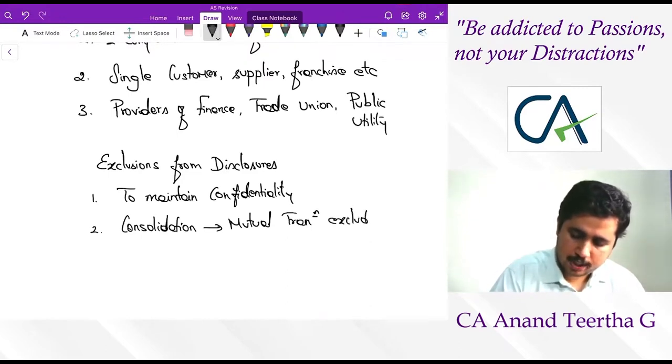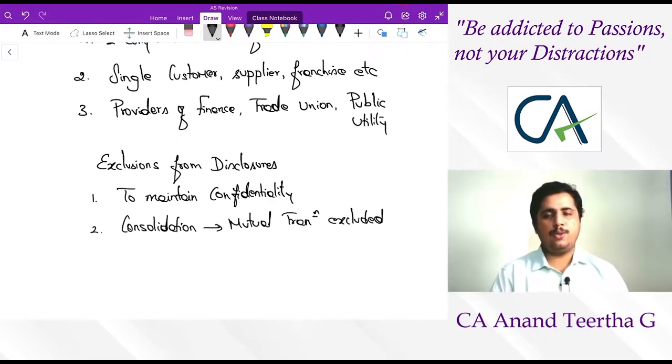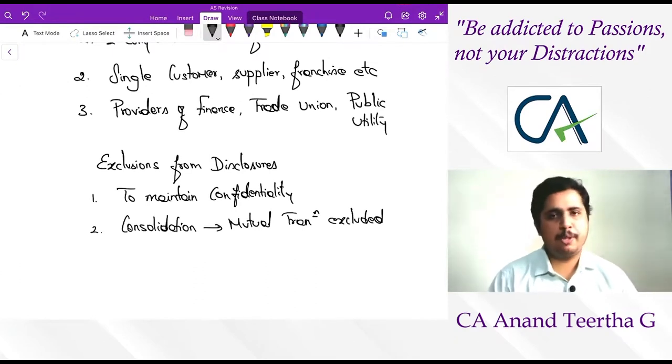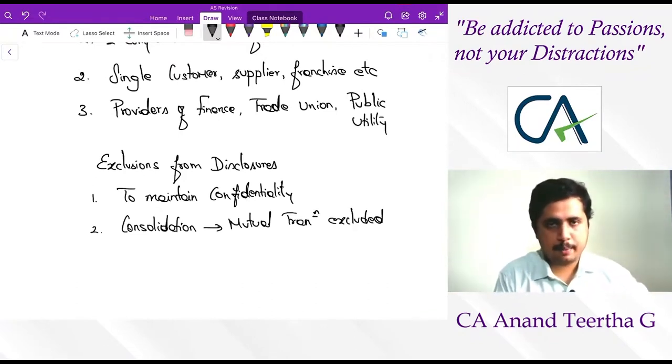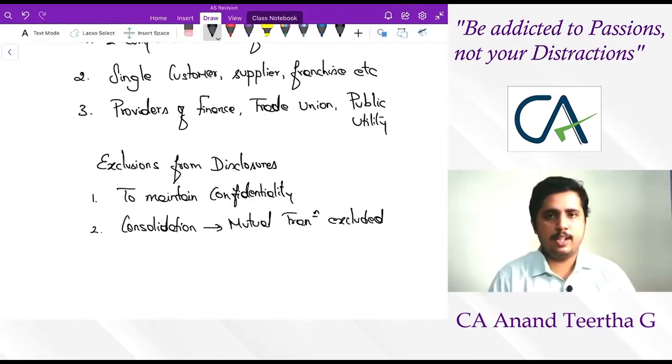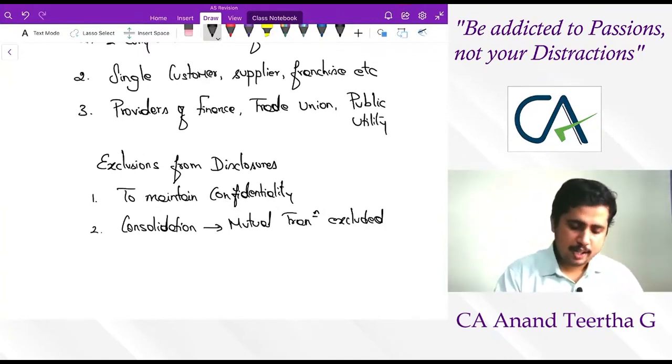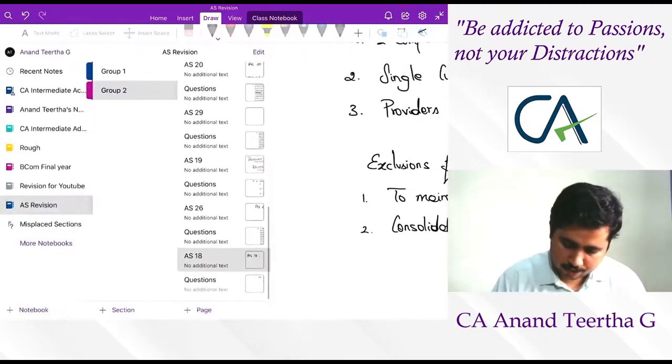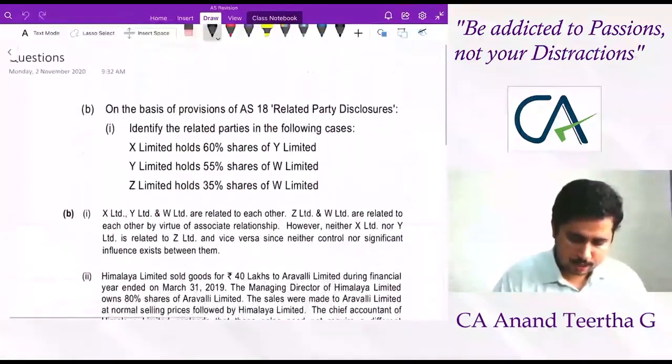So during consolidation, mutual transactions are excluded. Those need not be shown because AS21 specifies that it need not be shown. So those are excluded. These are the ones which are covered under the related party element. First, what are related party relationships? Then what are the exclusions coming under this particular standard? You know this much, more than enough from the syllabus point of view of AS18. Now let's quickly look into the questions of this particular standard. We'll try to understand them.